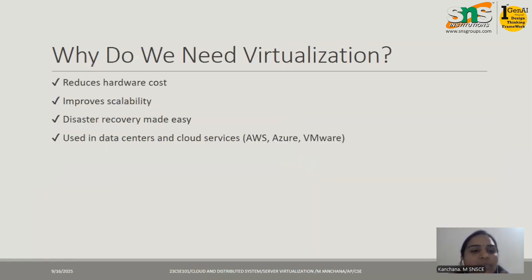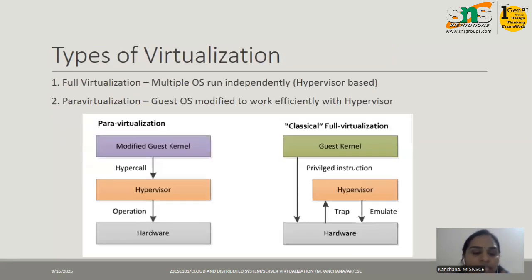So why do we need virtualization? First, it cuts down the hardware cost. You need fewer machines, right? Second, it improves scalability. You can add more apps easily. Third, it makes disaster recovery simple. If something crashes, you can quickly restore it. And finally, virtualization powers the data centers and cloud services like AWS, Azure, and VMware. Overall, it is a game changer for modern computing, making systems more efficient and flexible.